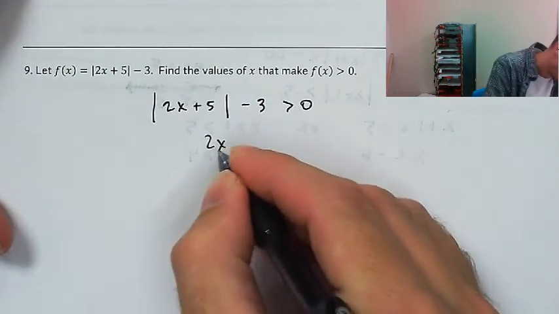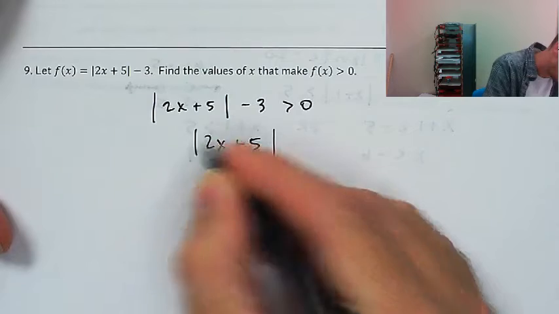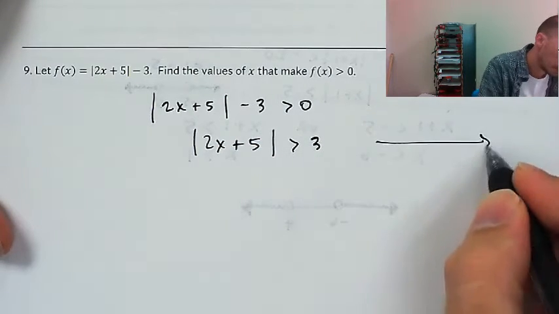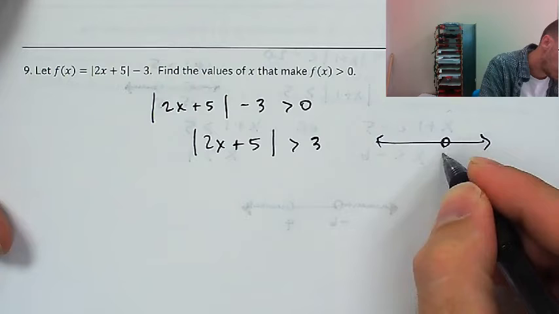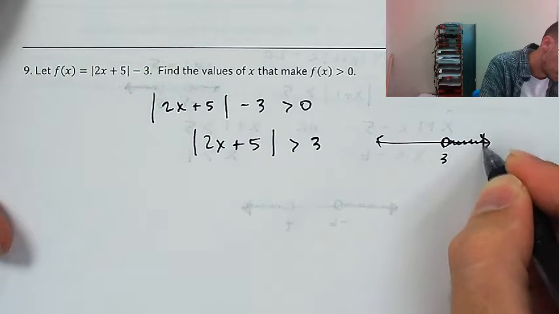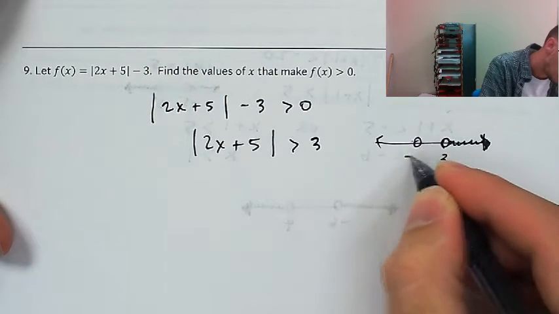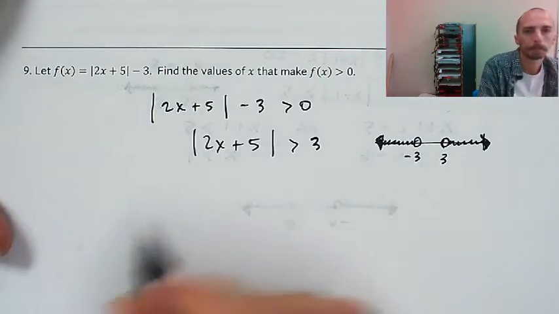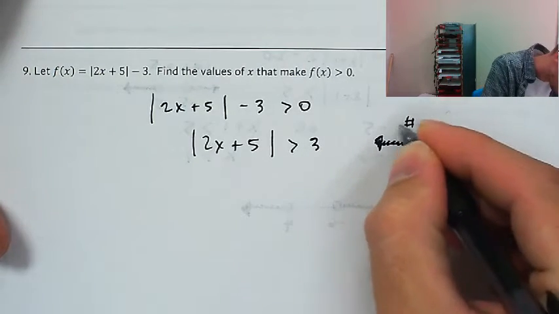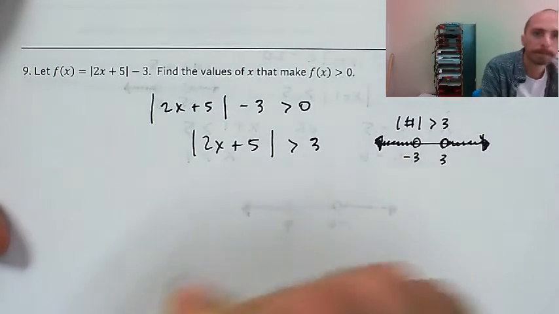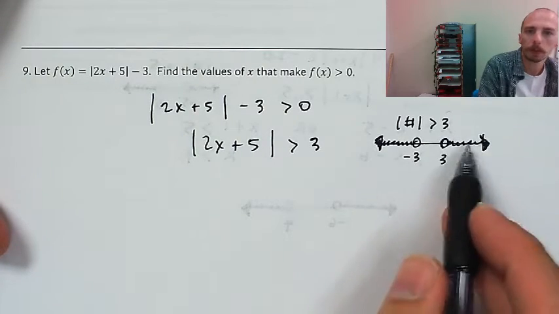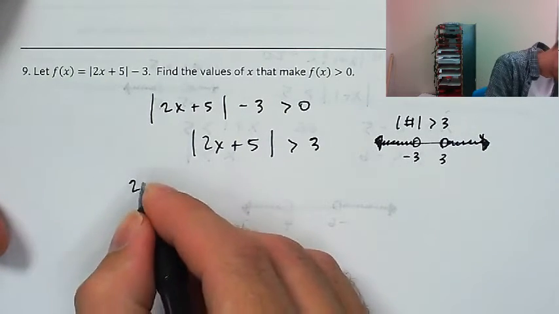Okay, so the absolute value of 2x plus 5 is greater than 3. We've got it down. We're going to think about where the absolute value of a number is greater than 3. Definitely out here, but also back here. So this 2x plus 5 can be less than negative 3, or it can be greater than positive 3.